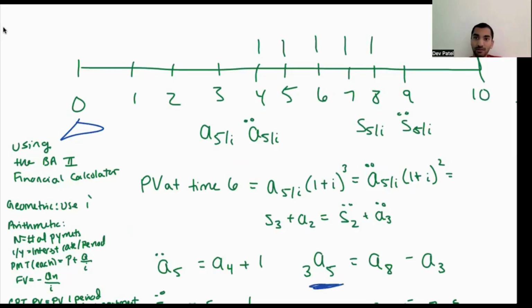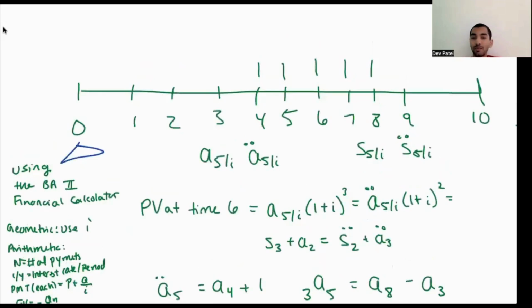Discounted 3 years, right? In the past. Now, how do we calculate this? Well, that's the same thing as the annuity immediate of 8 payments. So 1, 2, 3, 4, 5, 6, 7, 8, right? But then we have to subtract this amount.